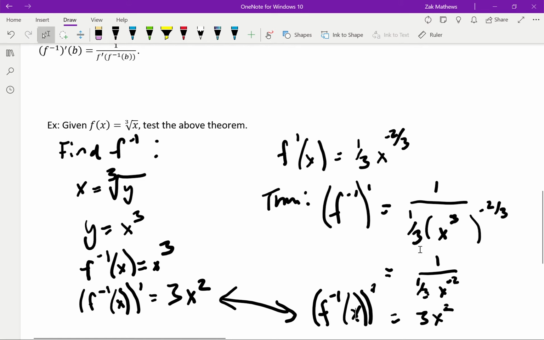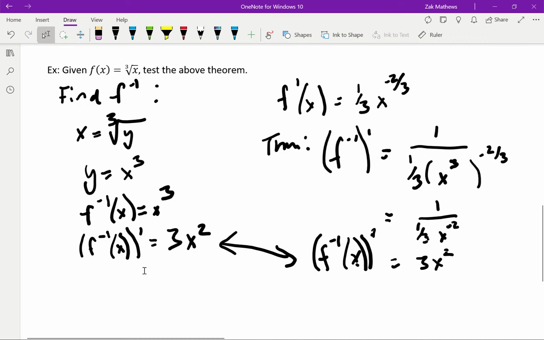Again, this was kind of a pointless example. We would never probably use this theorem in this case because we can easily find that inverse function. This is much more useful when we don't want to have to find the inverse function, or we just can't, right? And so let's look at another example.